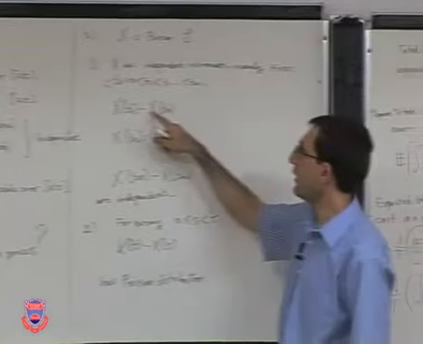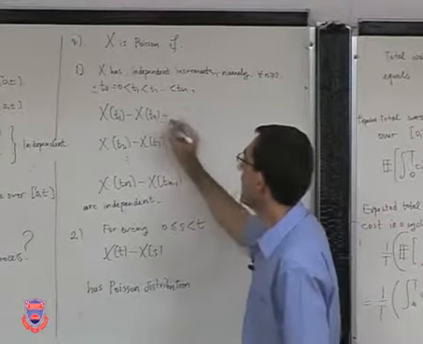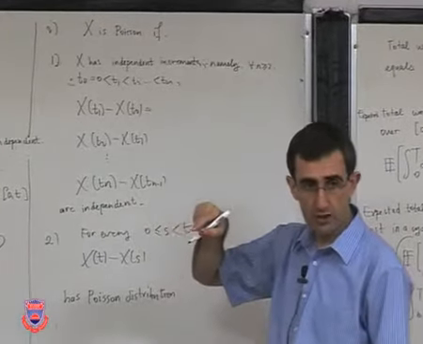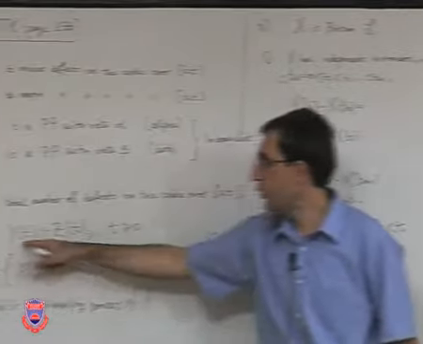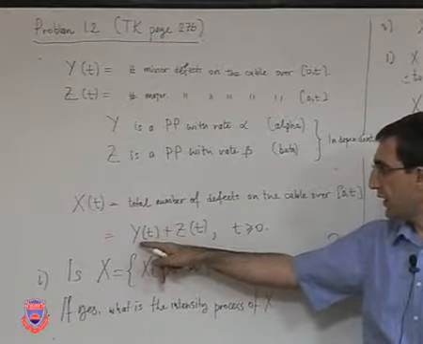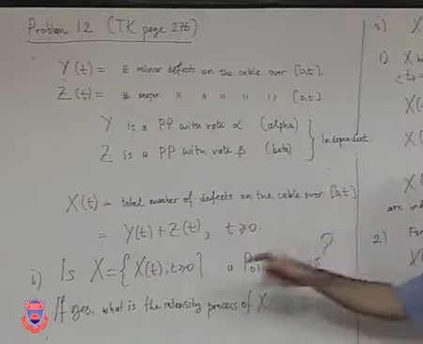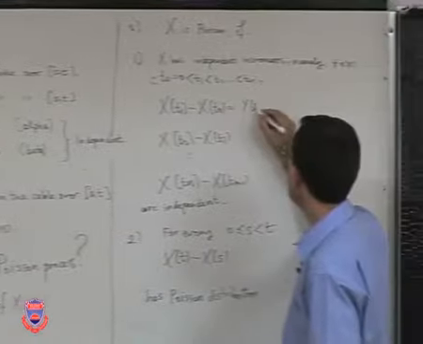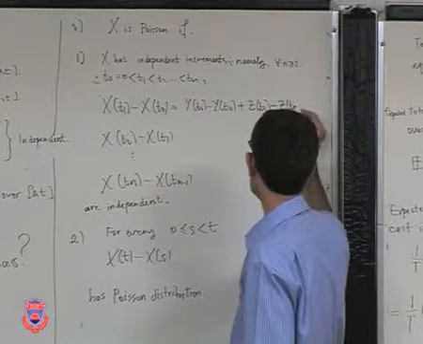Now we can quickly argue that they are independent. Why are they? First of all, the increment of process x over this interval is the sum of the increments of processes y and z, because x is itself the sum of two processes. Plug in t2, then t1, subtract from each other, and you get the increment over the same interval for the process y plus the increment over the same interval for process z. Namely, this is y(t1) minus y(t0) plus z(t1) minus z(t0).